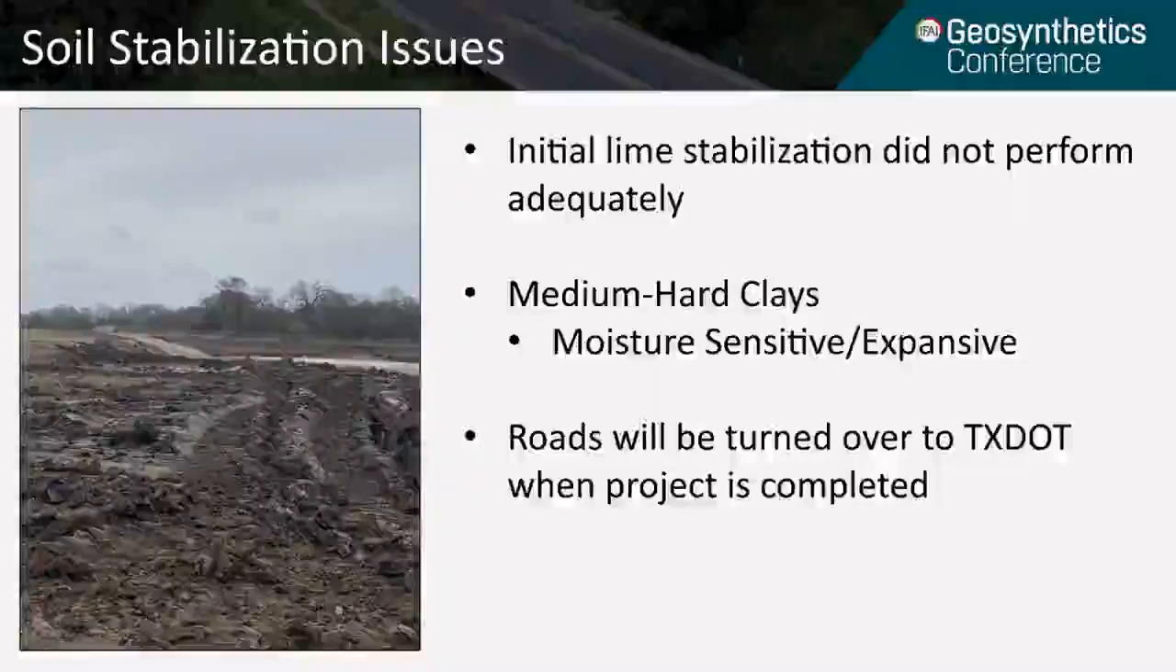They tried lime stabilization previously, and unfortunately that method did not provide the anticipated performance, and they were having loss of support relatively early after the application. This site was comprised of clays, which held up okay when dry, but turned to mush when wetted. At the end of this project, the roads would be turned over to TxDOT and become part of the area roads infrastructure system, so the roads needed to be built to last.